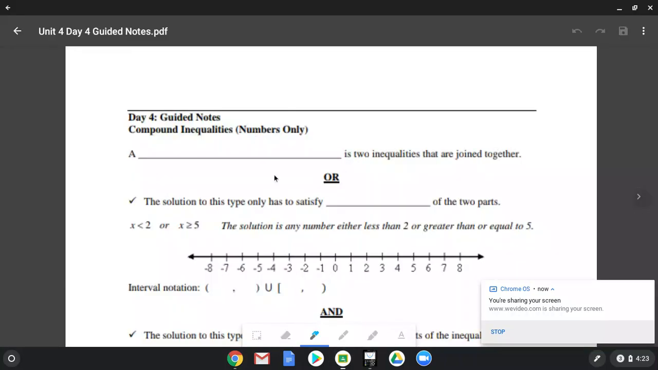All right, here we go. Unit 4, day 4. We got some compound inequalities again. So that's this first blank spot here. That says a compound inequality is two inequalities joined together.